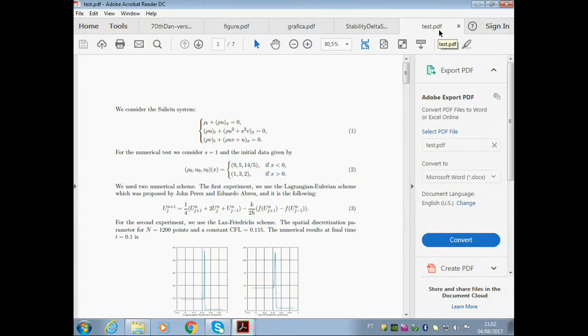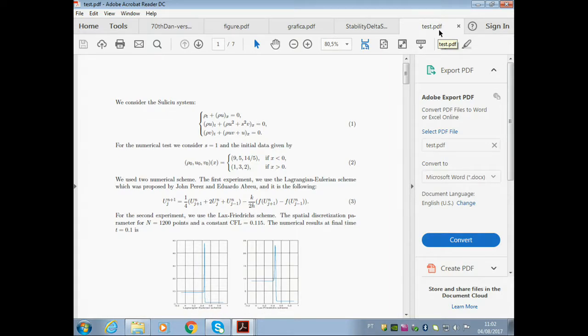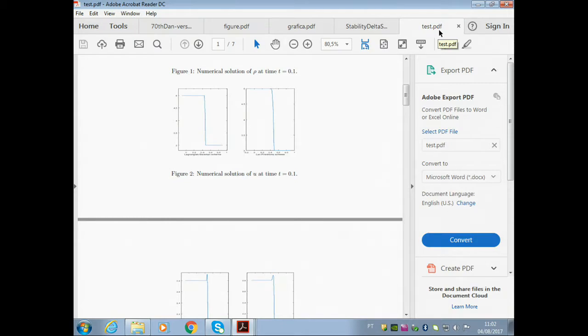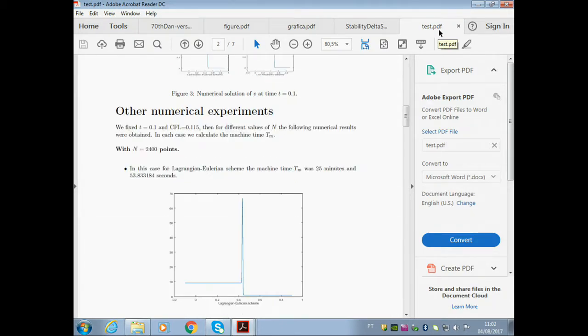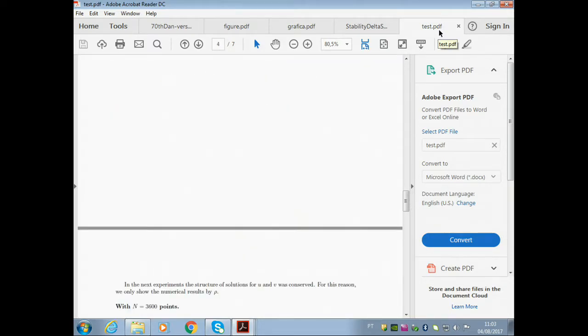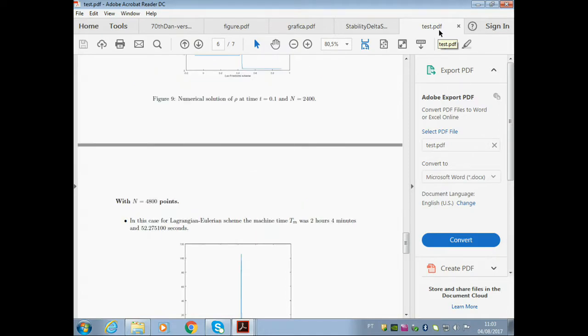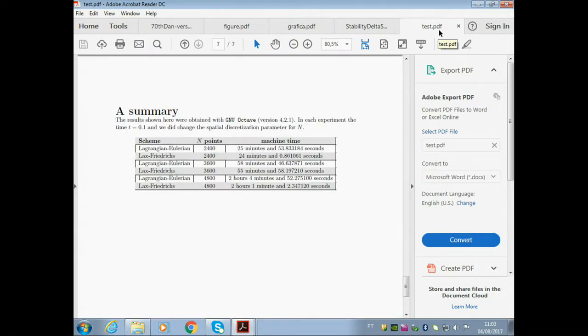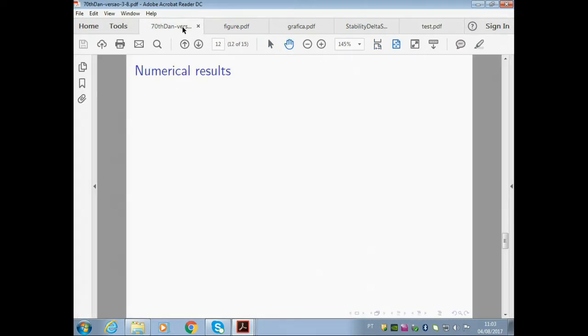I think Eduardo and Richard can explain this better than me. Richard implemented this numeric scheme, and as time evolves, you see more and more a delta function appear. I think it's natural. Richard made some experiments with that, and there is a summary here. Okay, so coming back to here.